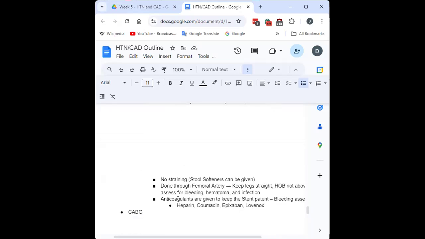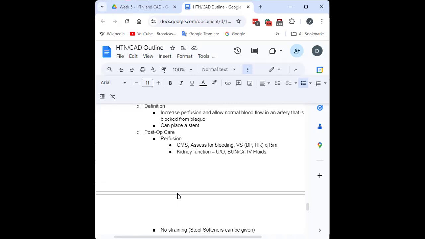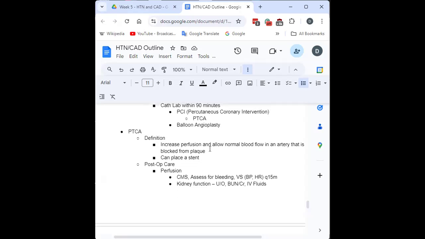And then IV fluid, did you put IV fluids there? You kind of did, under kidney function. Cool, urine output, IV fluid. We use those because we are using contrast to do this, so I want to make sure I flush all of that out, because the contrast itself is very harsh on the kidneys. It's nephrotoxic.